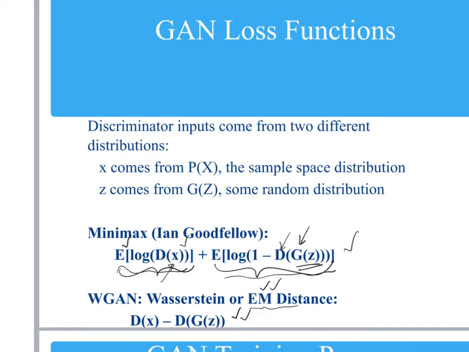As you can see, it is just D(x) minus D(G(x)). So this is the real input that's going into the discriminator, and this is the fake input, the output of the generator that goes into the discriminator, and you take the difference. And this is very simple and very powerful, again, just to mention.